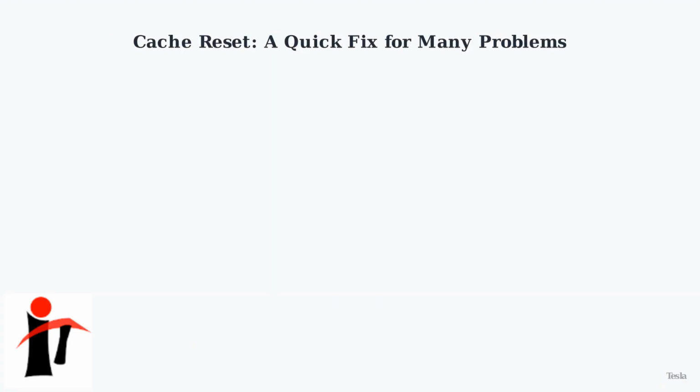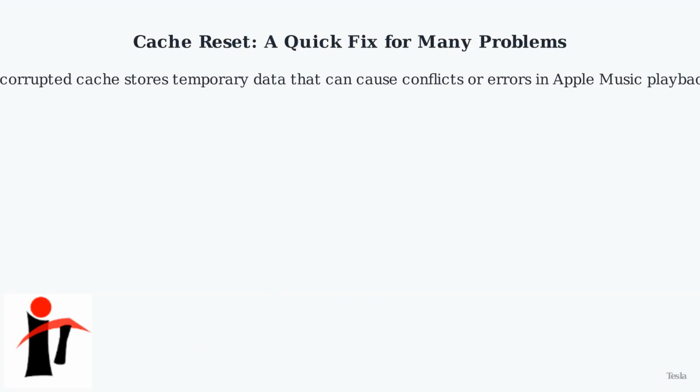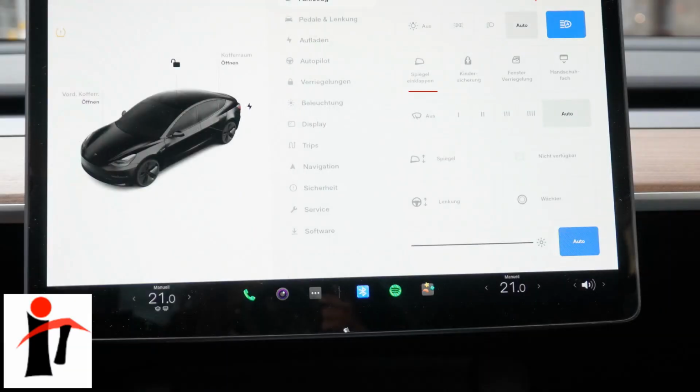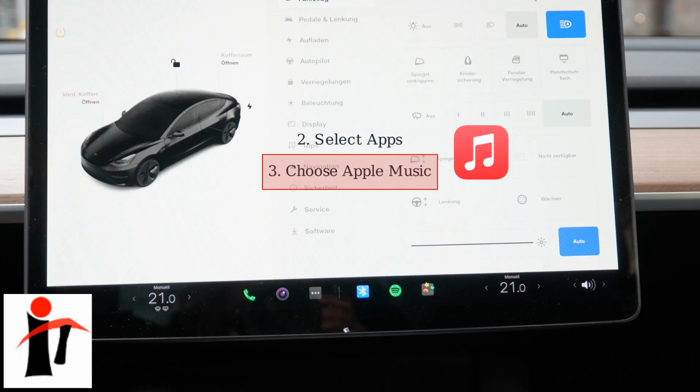A corrupted cache is a frequent culprit behind Apple Music problems in Tesla Model Y. The cache stores temporary data from streaming, but corruption from updates or network issues can cause conflicts or playback errors. To clear the cache, start by navigating to Settings on the touchscreen interface. Next, select the Apps submenu from the Settings menu. Then choose Apple Music from the list of apps. Finally, tap the Clear Cache option to remove the temporary files.